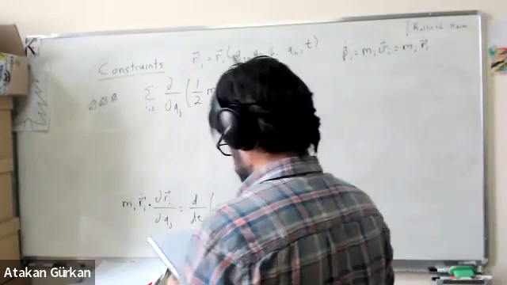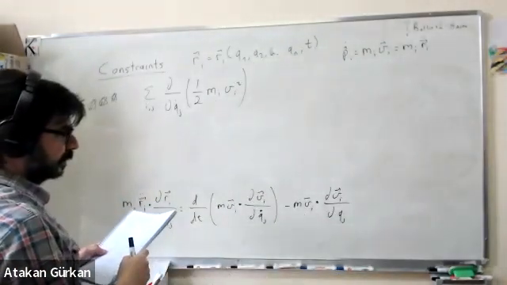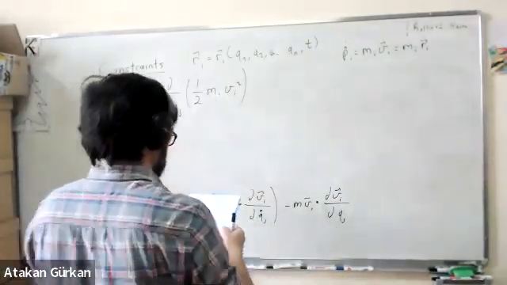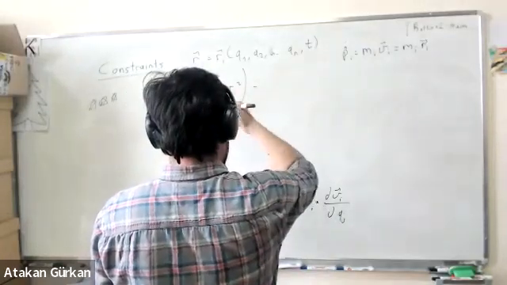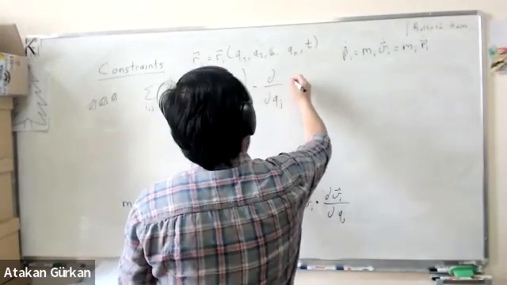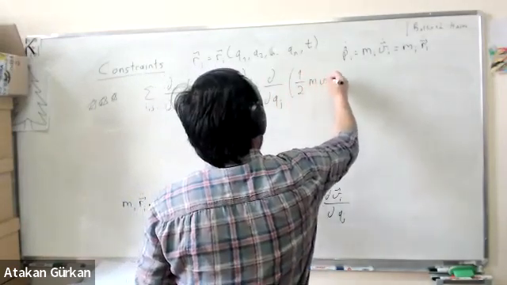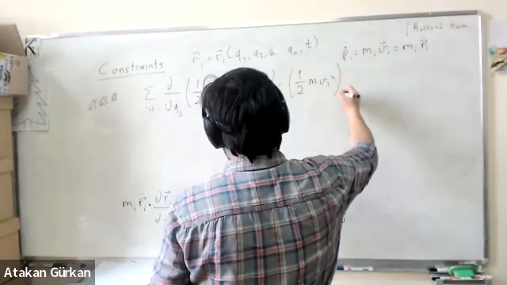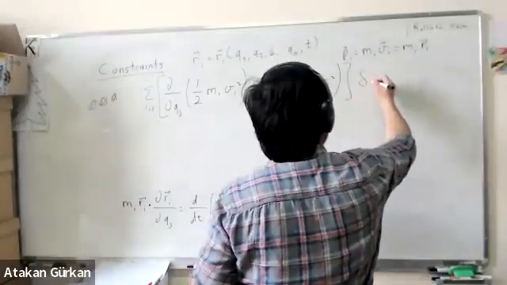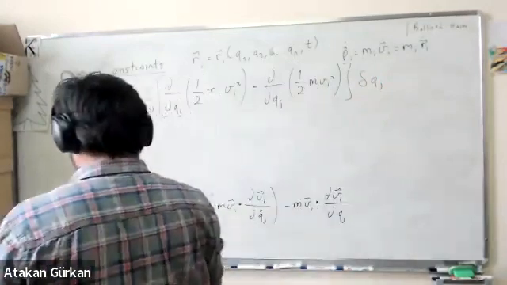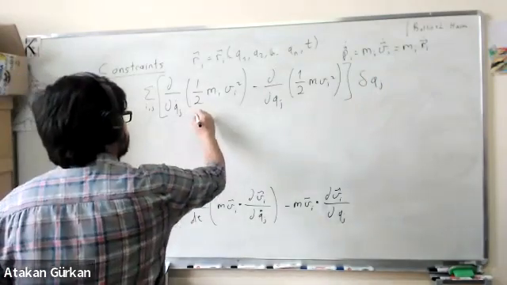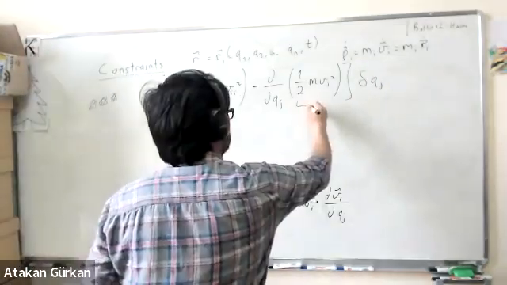And then the second term, this one also can be manipulated the same way, but instead of partial derivative with respect to qj dot, it's going to be partial derivative with respect to qj. This is going to be minus del by del qj of a half mi vi squared. And all of this is multiplied by delta qj. And as your friend correctly stated, this is kinetic energy.